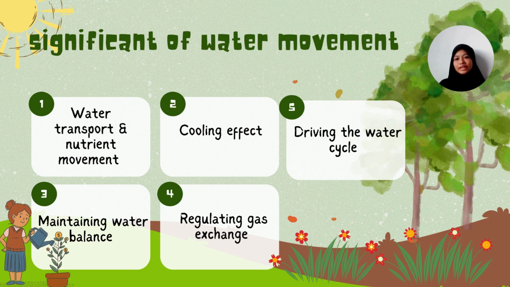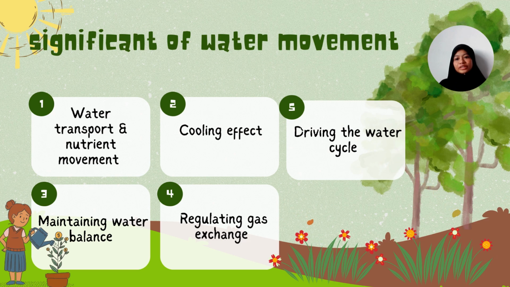Transpiration creates a negative pressure in the plant, pulling water up from the roots. This maintains a continuous flow of water from the soil through the plant, ensuring that it doesn't dry out and helping to stabilize the plant's internal water balance.